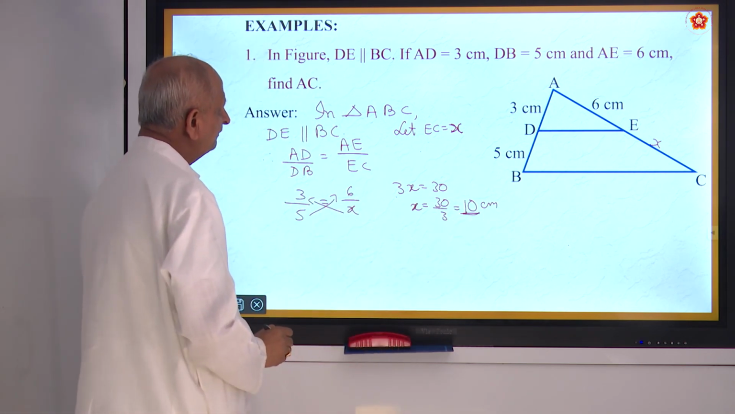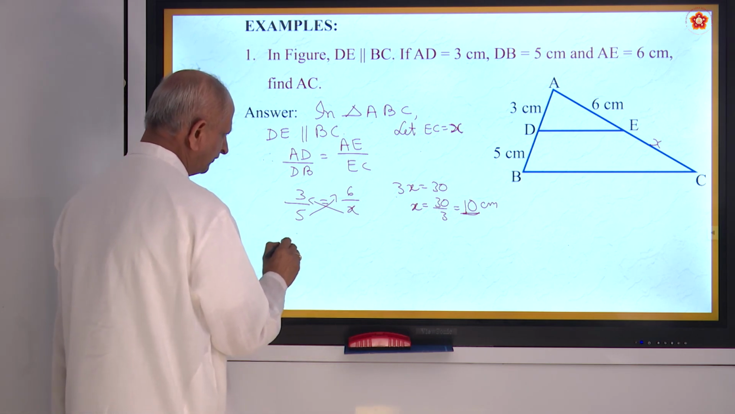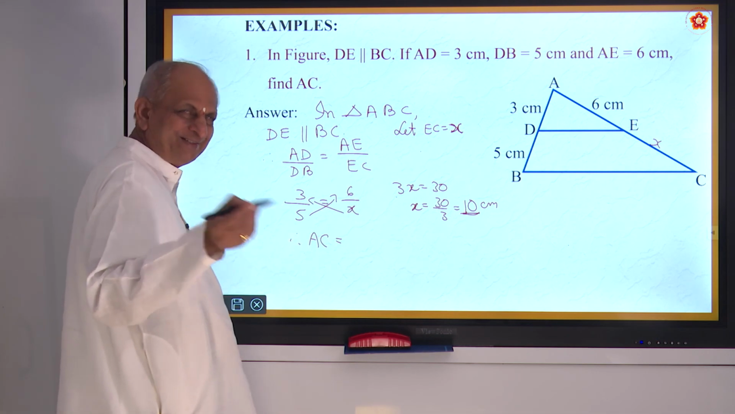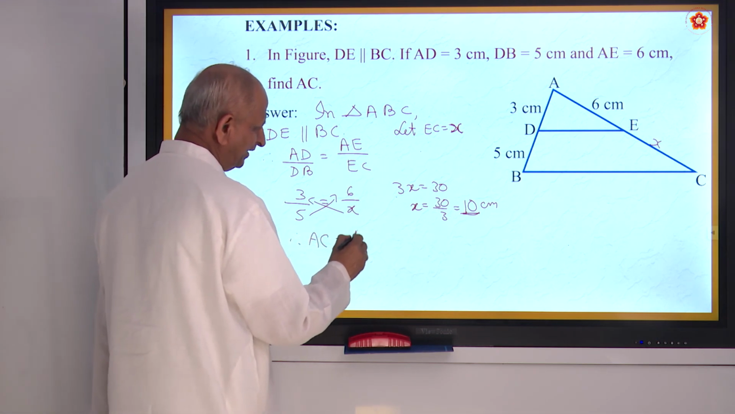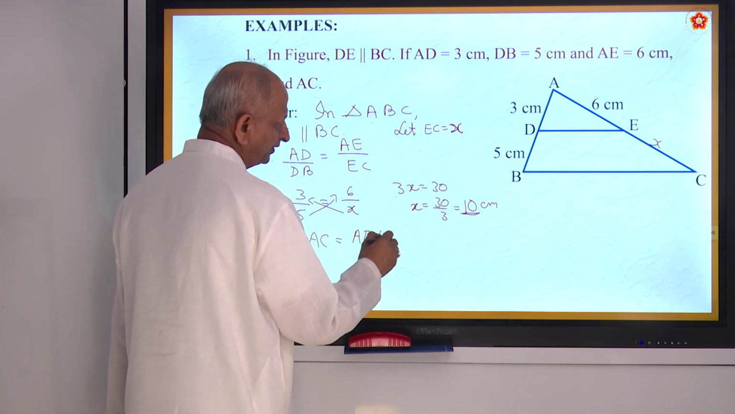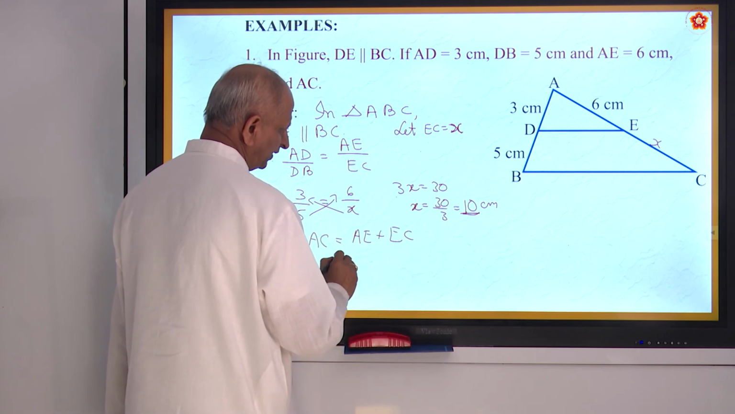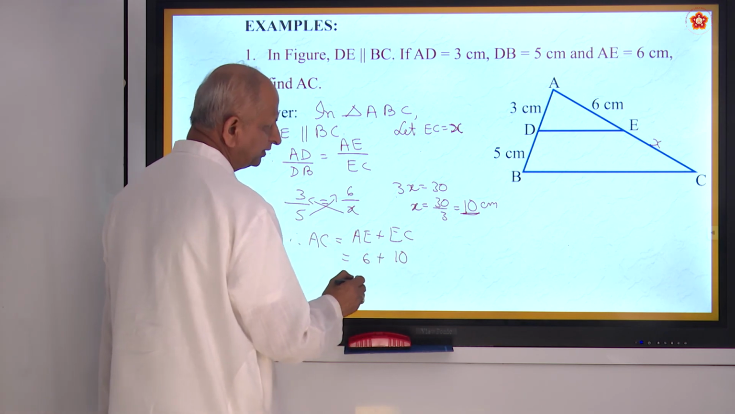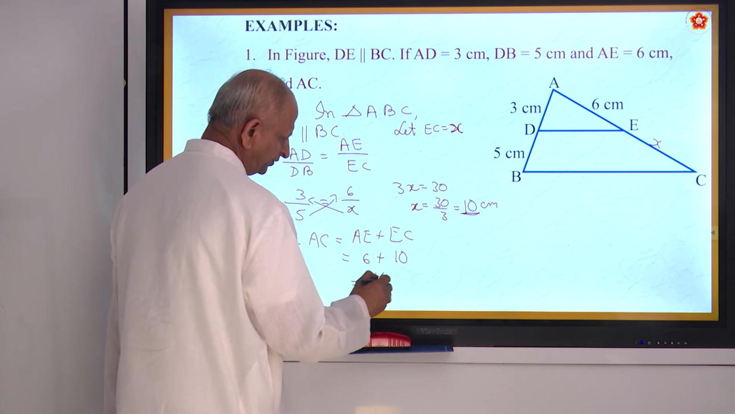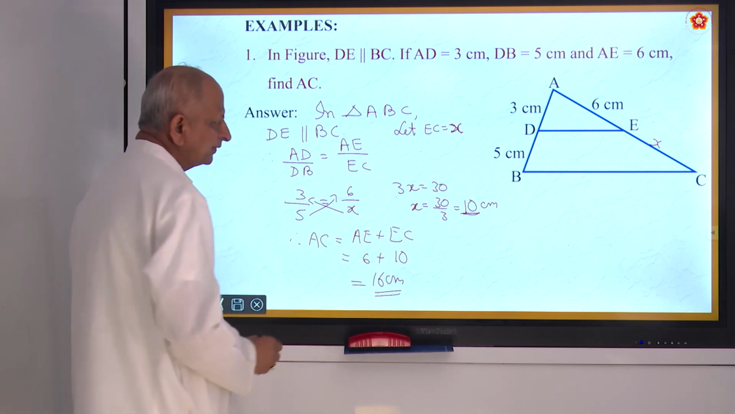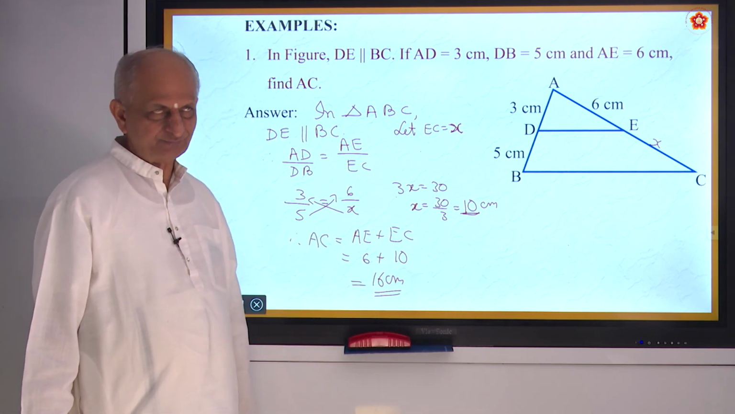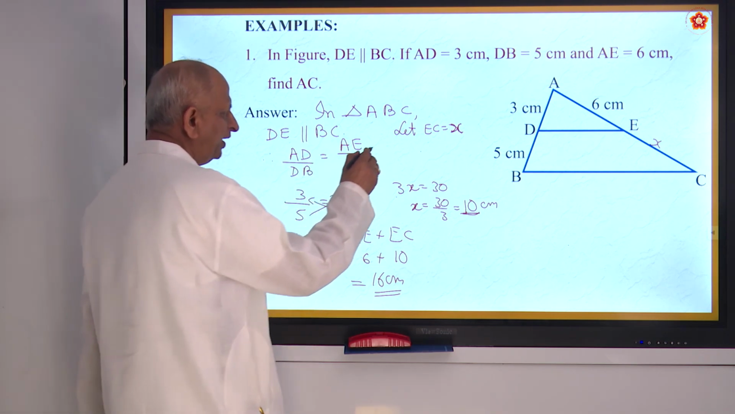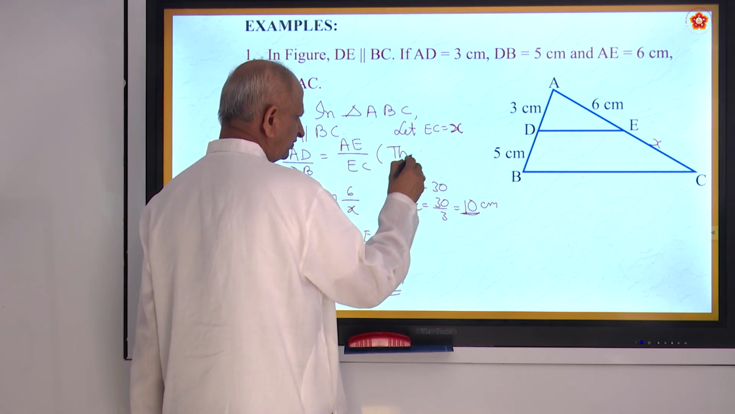Now they are asking AC. Therefore, AC is equal to, note down, first, AE plus EC. AE how much? 6. EC just now we found out, 10. 6 plus 10 is 16 centimeters. This is 2 marks question. For that you have to know basic proportionality theorem, or you can write Thales theorem. That is the result.